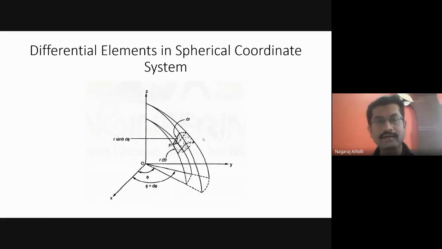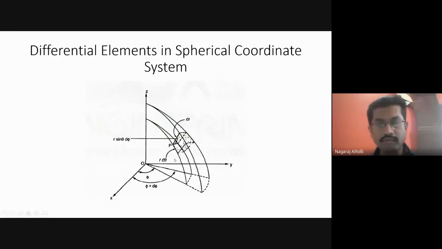Now in this figure we have to find the differential lengths along r, theta and phi, as we found for the cylindrical system. When we consider r, the differential length in r is very simple. It is dr only. The radius r is increased to r plus dr. Hence the differential length for the radius r is just dr.